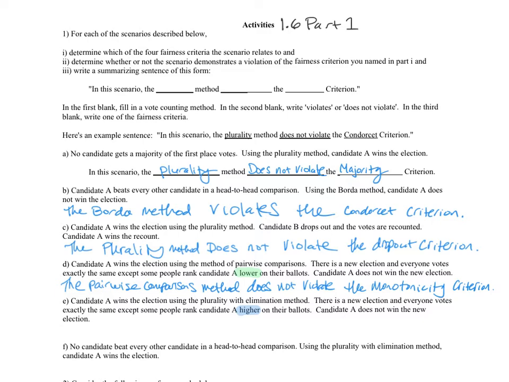So in this one, we have the pairwise, it's a plurality with elimination. The plurality with elimination method violates the monotonicity criterion.